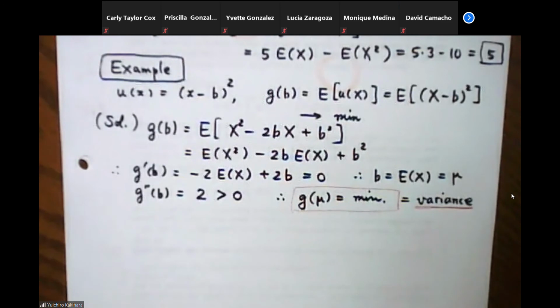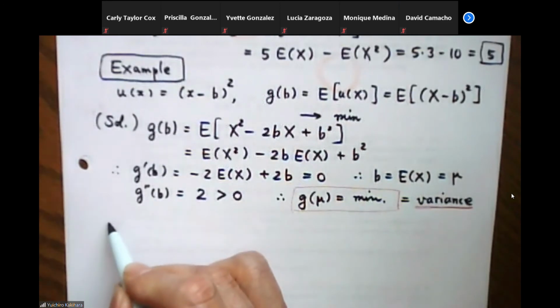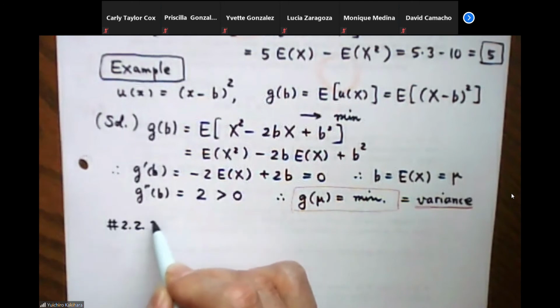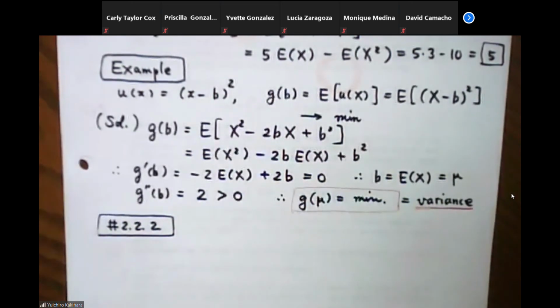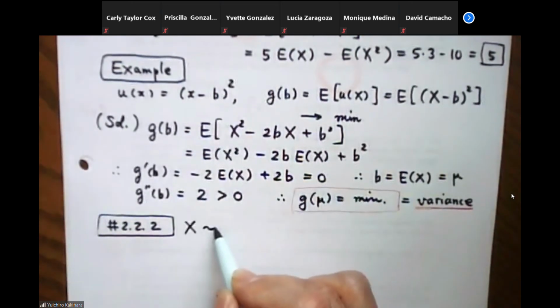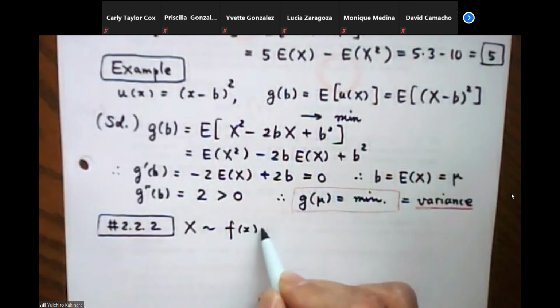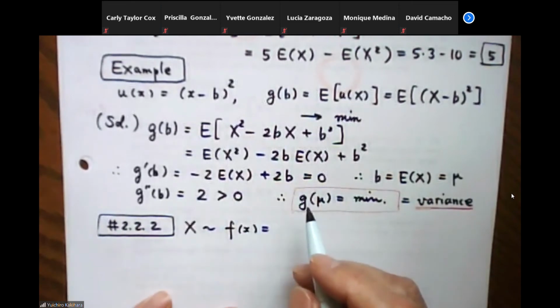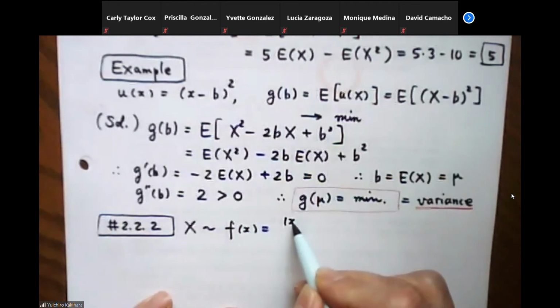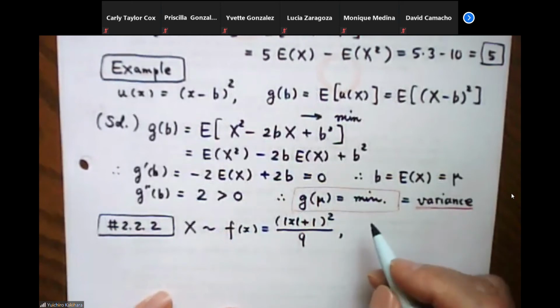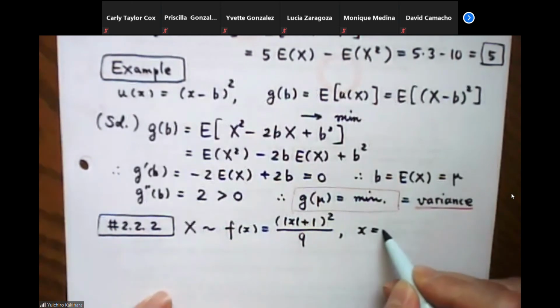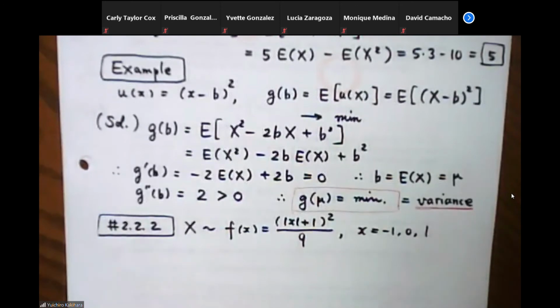This is problem 222. X is a random variable subject to the probability mass function given by f of x equals absolute value of x plus 1, squared, divided by 9, where x is negative 1, 0, and 1.